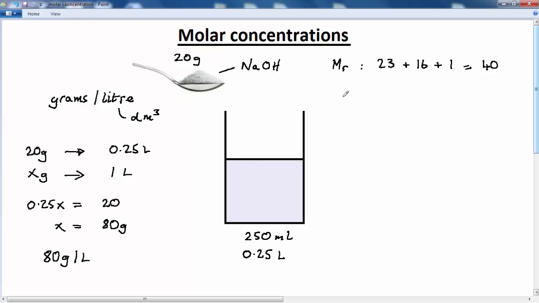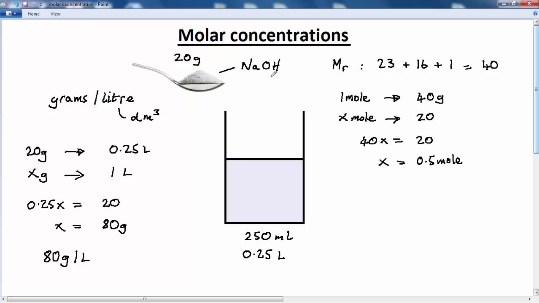That means that we can make this statement now that 1 mole of sodium hydroxide molecules, if you like, weighs 40 grams. Then our next question is, how many moles will weigh 20 grams? We then cross multiply: 40x equals 20. So x equals 0.5 moles. So in that teaspoon there is 0.5 moles of sodium hydroxide.